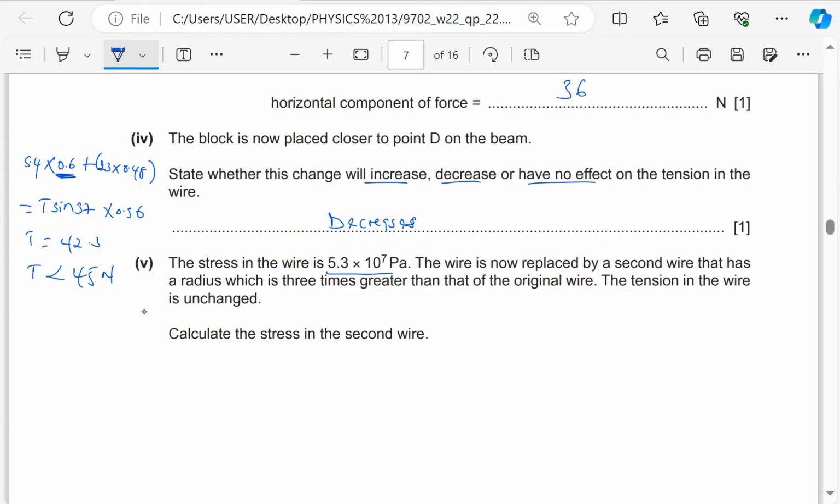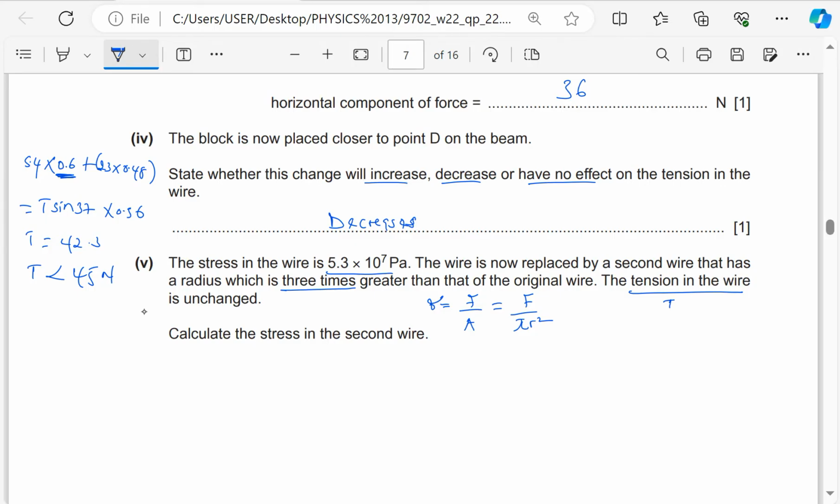The stress in the wire is 5.3 times 10 to the power of 7 pascals. The wire is now replaced by a second wire that has a radius which is 3 times greater than that of the original wire. The tension in the wire is unchanged, so the force tension is remaining the same. Calculate the stress in the wire. Okay, so we know that stress is equal to force over area. Since they gave us radius, I'll say force over pi r squared. That's the cross-sectional area.